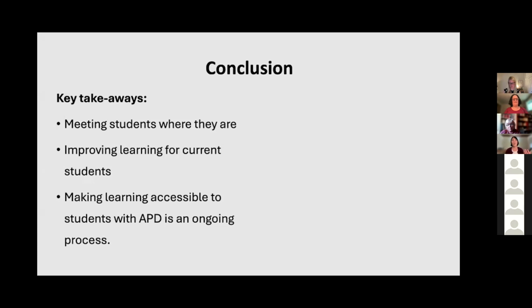Lastly, the biggest takeaway for me in trying to learn more as a language educator, how can I make my teaching more accessible to all learners, is trying to meet students where they are, trying to do incremental changes to help the students that I have now in this semester, because it's nice to think, okay, next semester I'll implement this, but try to think of something small that you could do in the current semester. And also making learning accessible to students with auditory processing disorders is definitely an ongoing process, and therefore I'm here also to learn more. Thanks so much, and that'll be it for me.